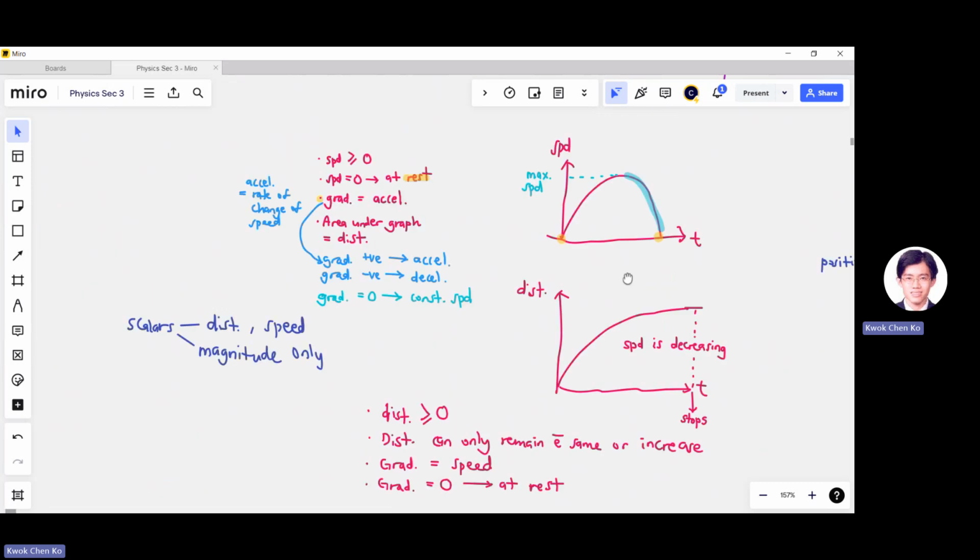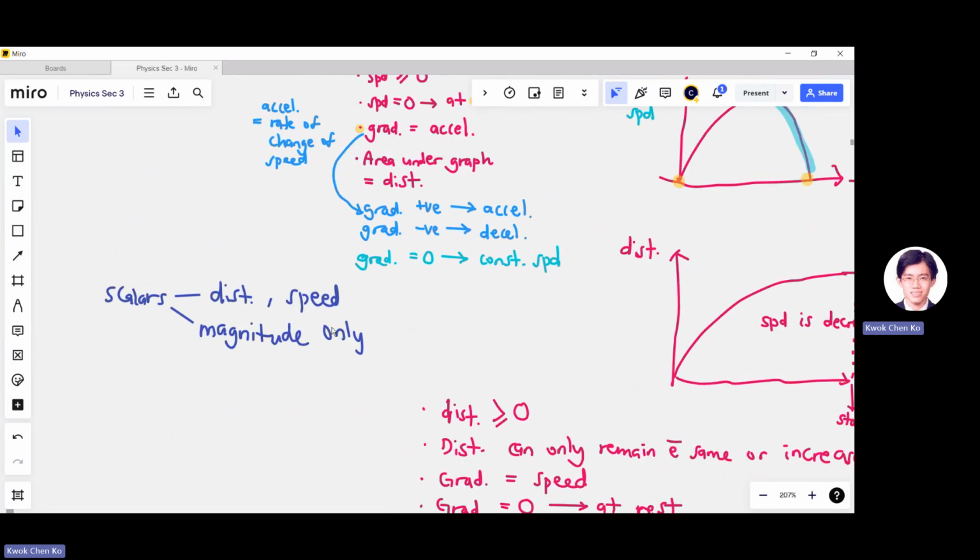Okay, on the other hand, just now what did we mention? Distance, speed, right? If I get the gradient of distance time graph, that will give you speed, because both of them are scalars. So it's not on the side, but then it will be a very different story already.